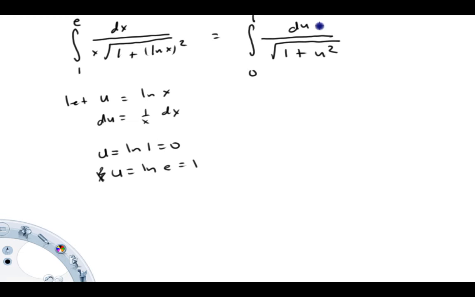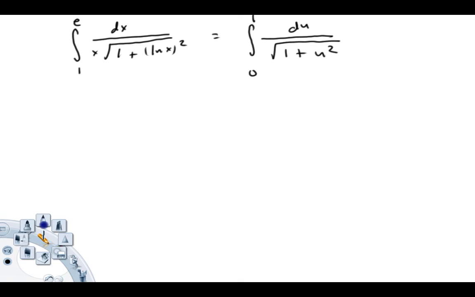Now let's take a look at this: the integral of du over the square root of 1 plus u squared. This reminds me of the Pythagorean theorem, and again, that's always my clue that trigonometric substitution will probably be helpful. I'm going to get rid of this now because I don't think I'm going to need it.